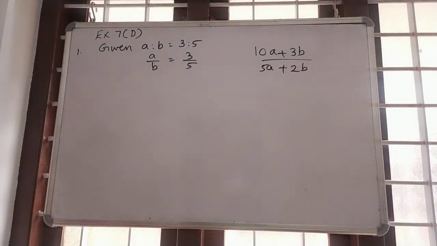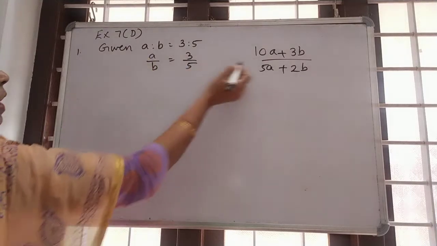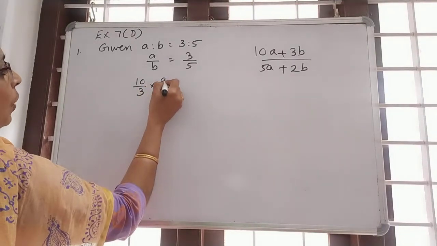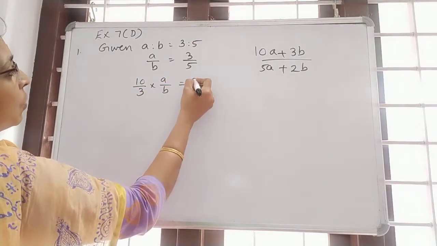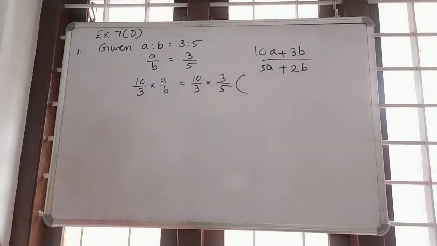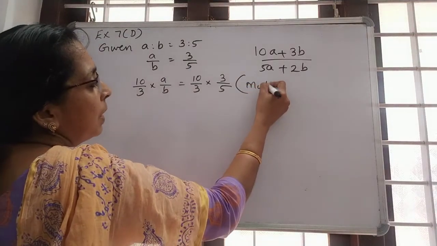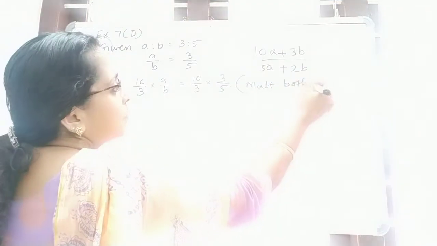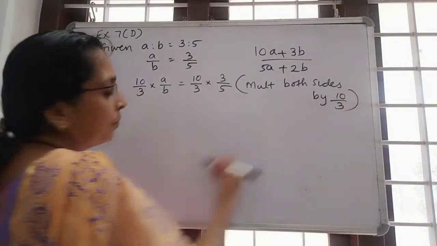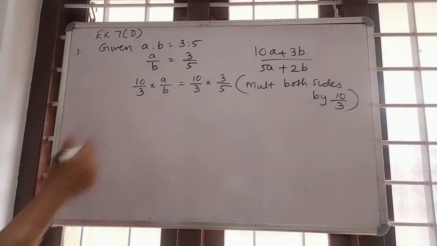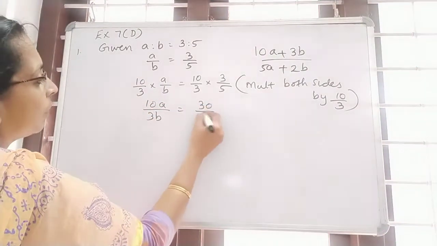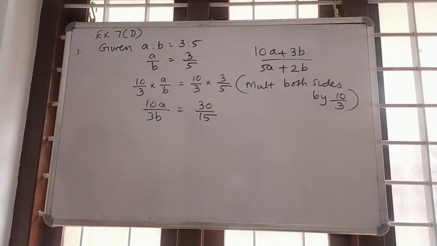So in 10A plus 3B, we want to multiply by 10 by 3 into A by B. Same thing we want to do here also. So 10 by 3 into 3 by 5. Both sides we want to multiply by 10 by 3. The reason you should write is multiplying both sides by 10 by 3. So next, 10A divided by 3B is equal to 30 divided by 50.